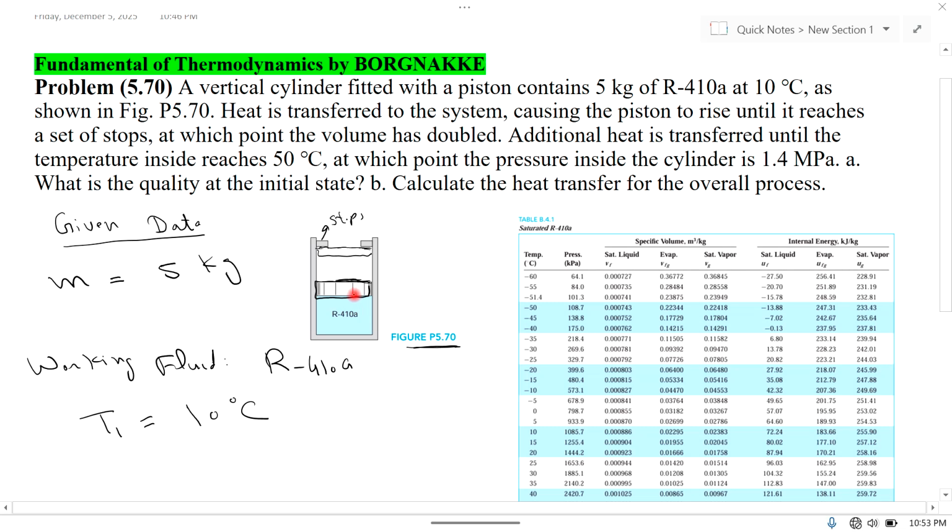So initially the temperature is constant, because the piston moves from this point to this point and the volume is doubled. Volume is doubled and temperature is constant on the supply of heat. And then after this point, if we supply heat, the temperature increases to 50 degrees centigrade. So the statement is: heat is transferred to the system, causing the piston to rise until it reaches a set of stops, at which point the volume has doubled.